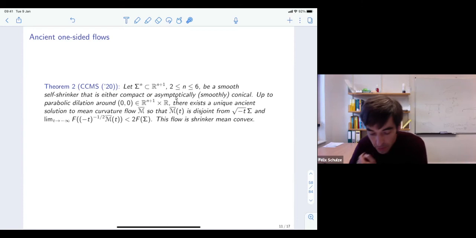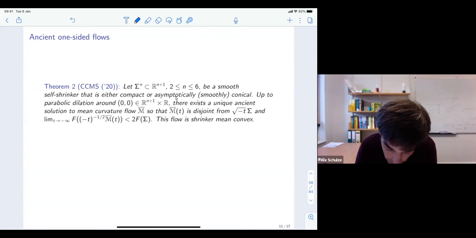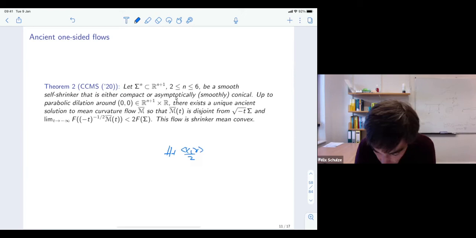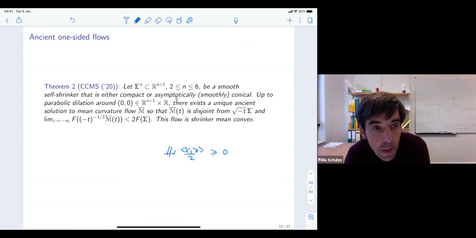And the important thing is, since it comes in on one side, the flow is shrinker mean convex. What does shrinker mean convex mean? This means H plus x comma nu over 2 is greater or equal to 0. So this means this rescaled flow moves in one direction. That's the idea. That's what you get then.